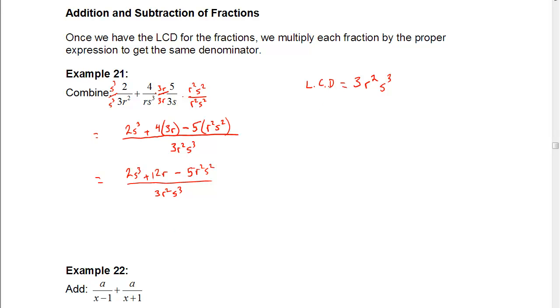So find the LCD. What do you need to multiply to make each denominator into the LCD? Do the same to the numerator, top and bottom the same, and then simplify the numerator.